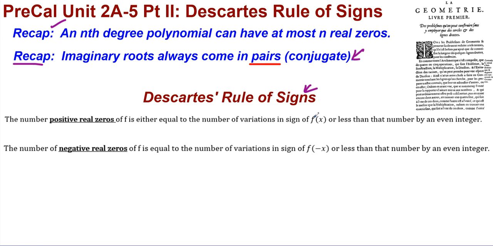And it's interesting because he made fun of the Italians a little bit for coming up with imaginary numbers. But then he does this rule, which implies you have to have imaginary roots. Okay, so let's take a look at what it says.